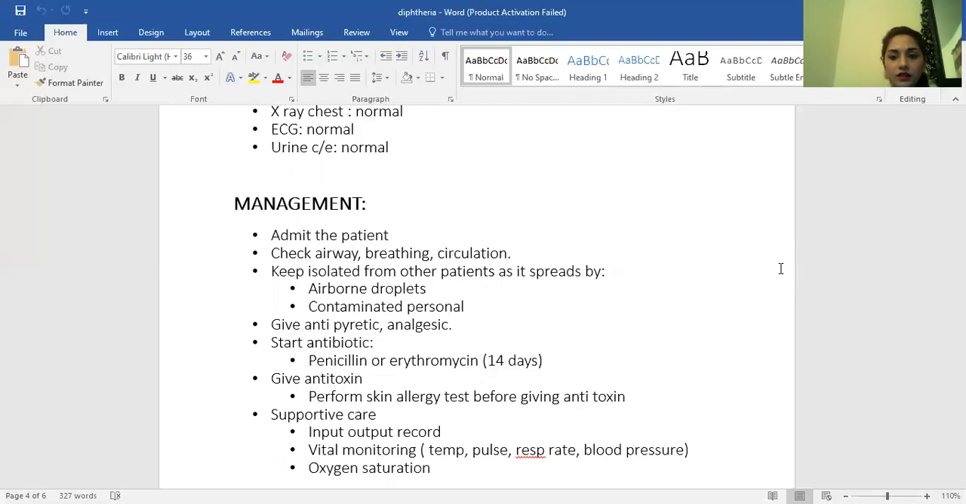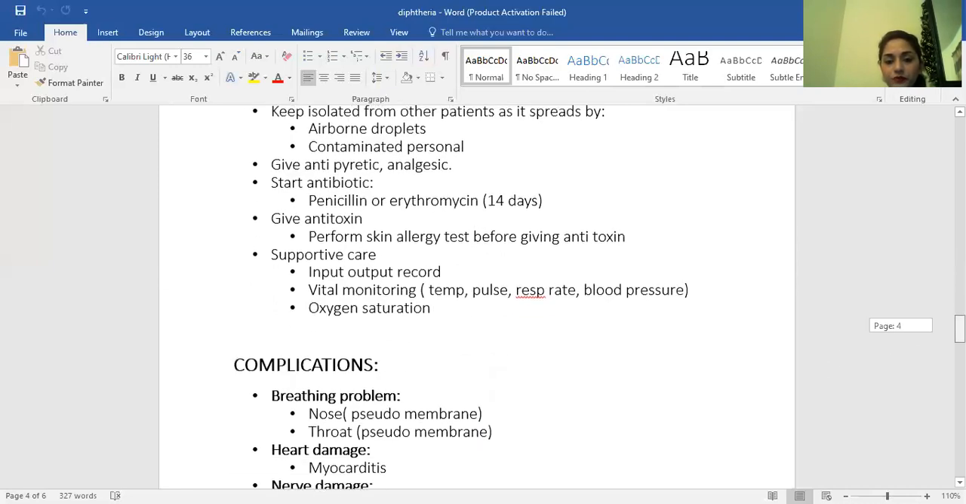Start antibiotics, that is penicillin and erythromycin, for a total duration of 14 days. Give antitoxin, but before giving antitoxin, also perform the allergy test. Supportive care includes the input-output record, vital monitoring hourly, and the oxygen saturation should be kept above 90%.